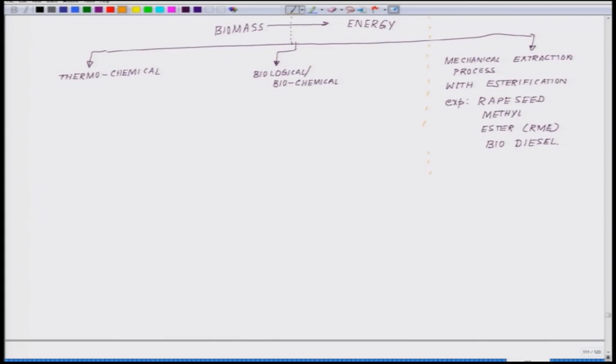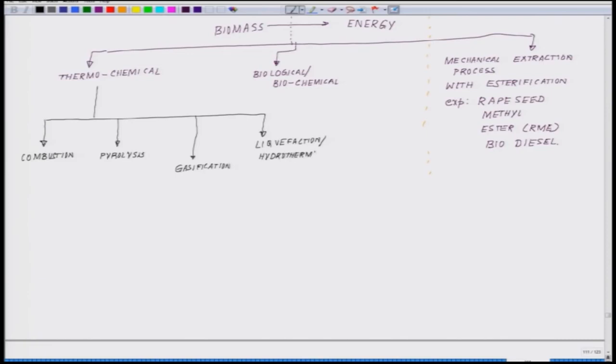Now, in terms of the thermochemical category, it could be classified into four different groups, which starts with the most simplistic of all, called combustion. The second one is pyrolysis. Pyrolysis is a technique of combustion in the absence of air, we will come soon onto that. The third one is gasification. And the fourth one is liquefaction, also termed hydrothermal upgrading, okay. We will talk about each one of these processes one by one.